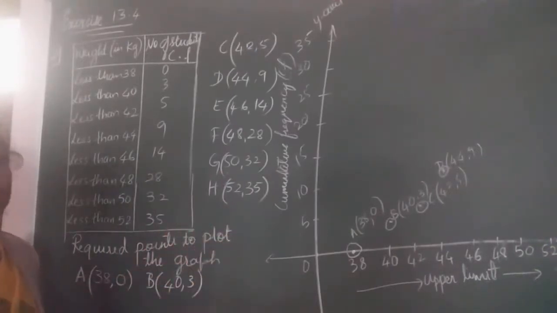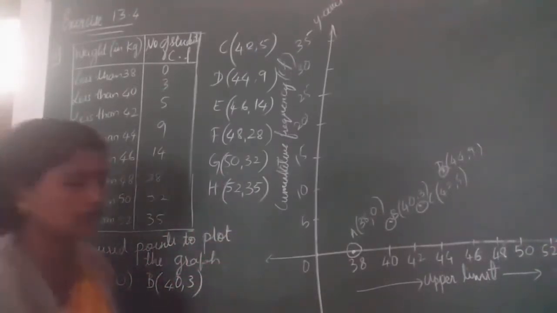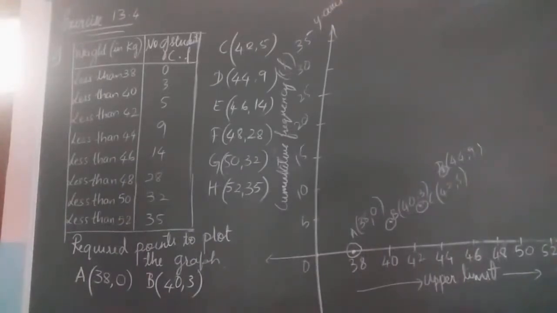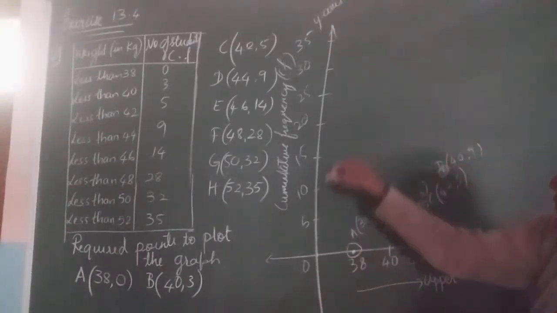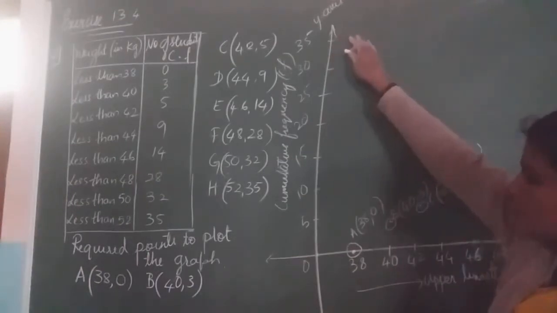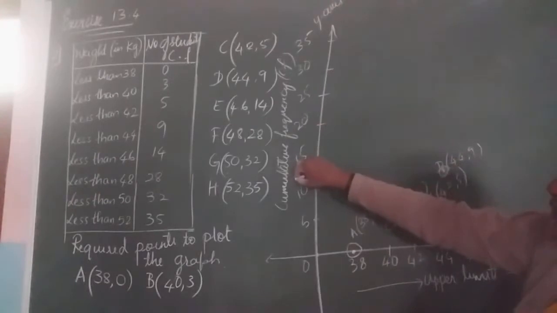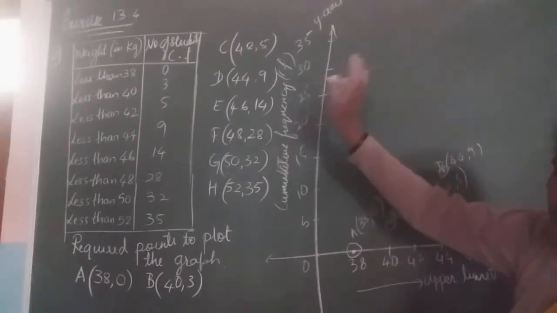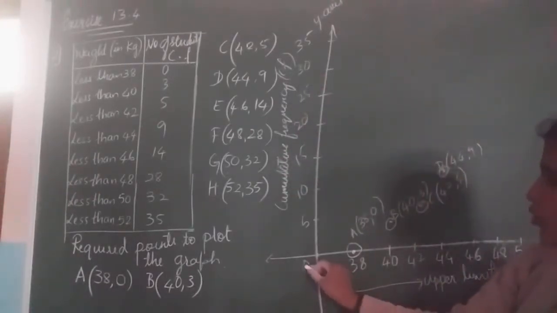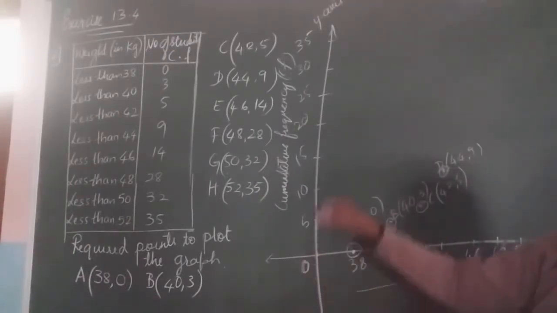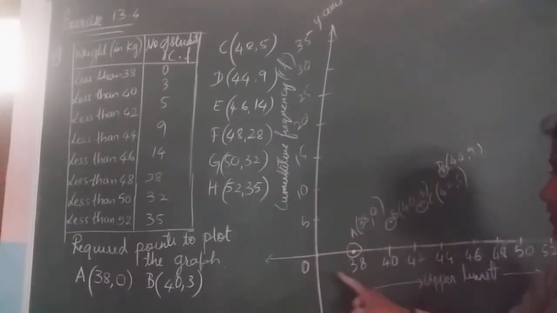So now we got the points. Now we can plot the graph. Take a vertical line, which is considered the y-axis, and a horizontal line as the x-axis. On the horizontal line you have to plot the upper limits. On the vertical line you have to mark the cumulative frequency. Now let us start from 0. The intersection of the y-axis and x-axis is called the origin here, and it should start from 0 to 38.